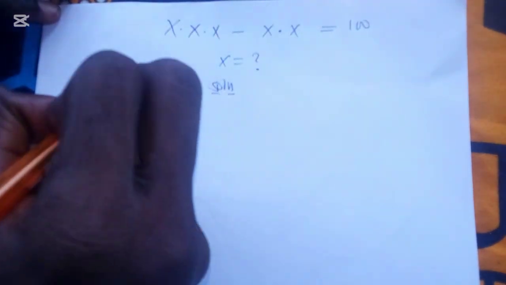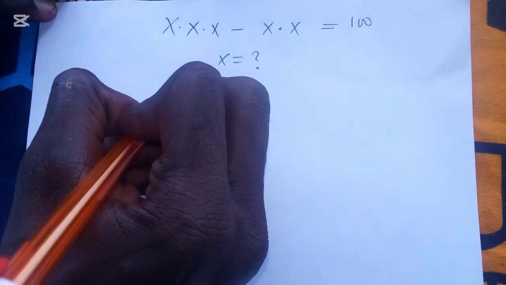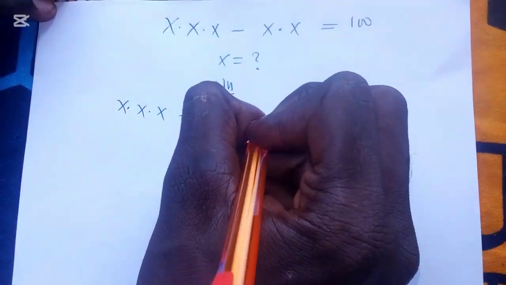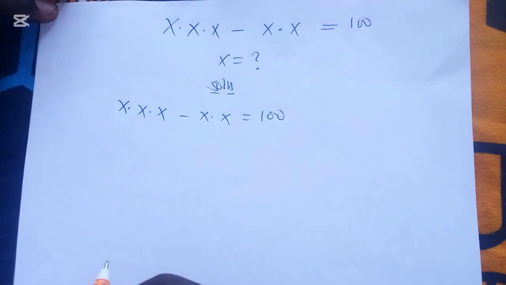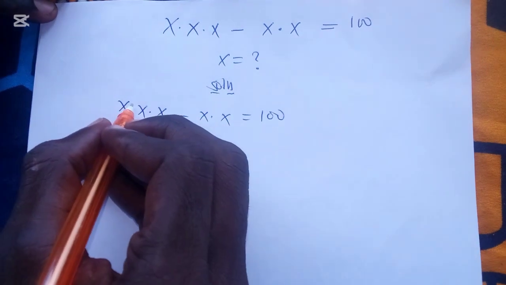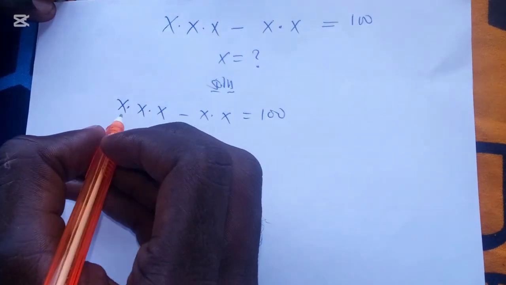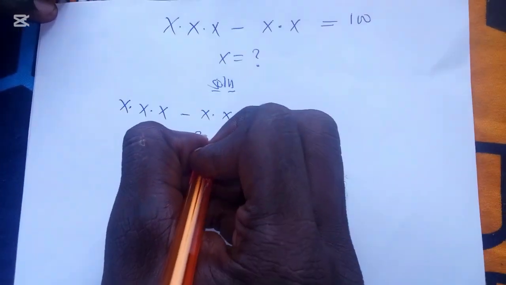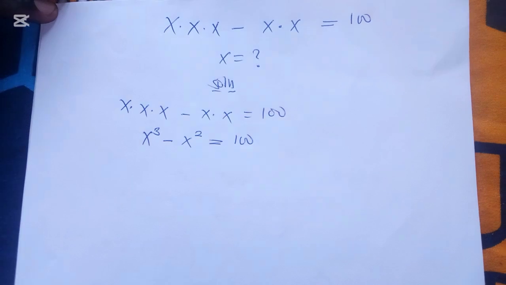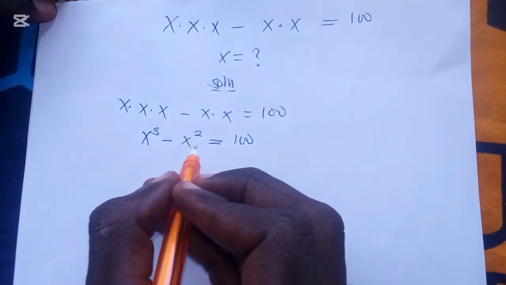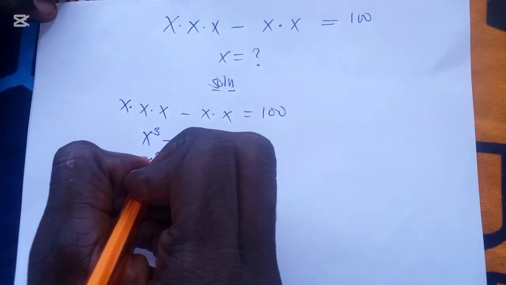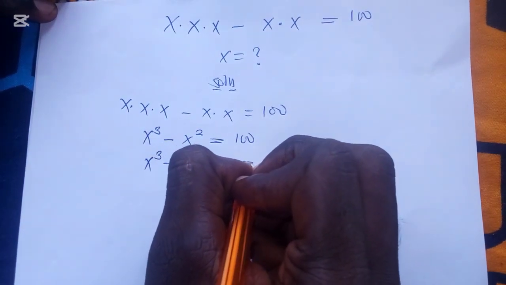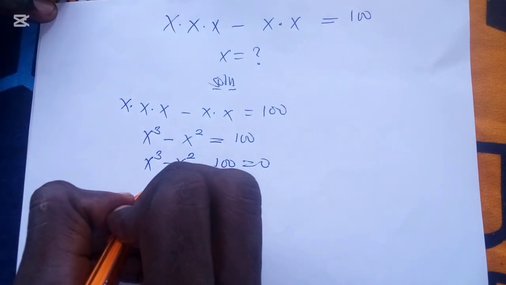Now since we are given x multiplying by x multiplying by x, then minus x multiplying by x, then everything becomes 100. Now the first step that I have to do, we multiply them. Multiplying these three x, you are going to have x raised to the power 3, then minus this is x raised to the power 2, then everything becomes 100. Okay, now we can transpose this 100 to this other part. Now we say x raised to the power 3 minus x raised to the power 2 minus 100, then everything becomes 0.